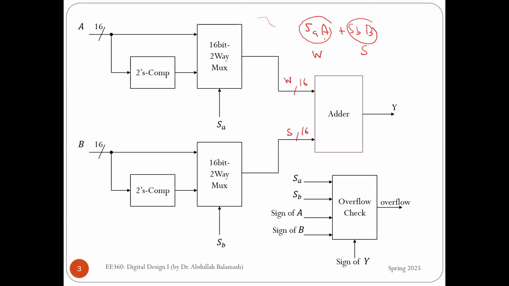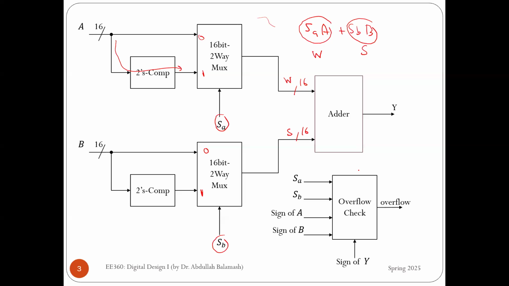But what is W? W, if SA is 1, W will be the 2's complement of A. So that's why we have the 2's complement of A here. This is if SA is 1. If SA is 0, we need to add A as is. So that's why we have this multiplexer. Same thing for the B. If SB is 1, we need to compute the 2's complement of B. So S will be the 2's complement of B. If SB is 0, S will be B as is.